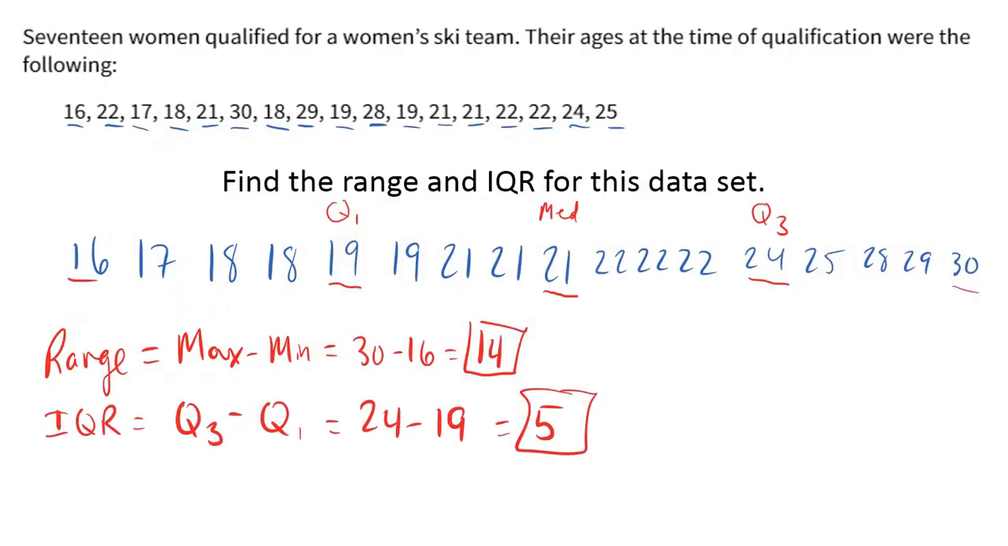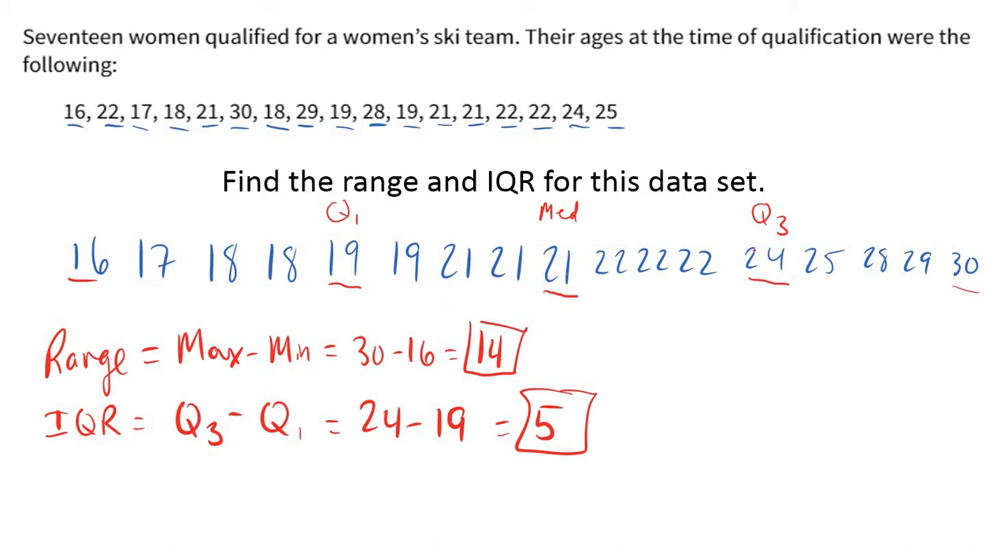All right, let's look at a little example. 17 women qualified for a ski team. Their ages were the following. So here's 17 ages. Find the range and IQR. Now, for time's sake, I already listed these from smallest to biggest, just like we did last lesson. So list your data set out, and then find the range. Well, that's pretty straightforward. My max minus my min. So it's just 30 minus 16. Of course, that'd be 14 years is the range from oldest to youngest.